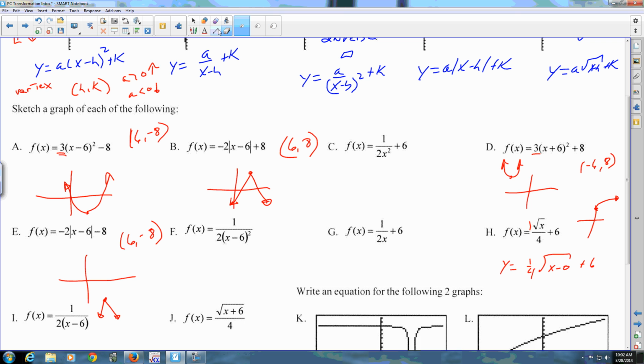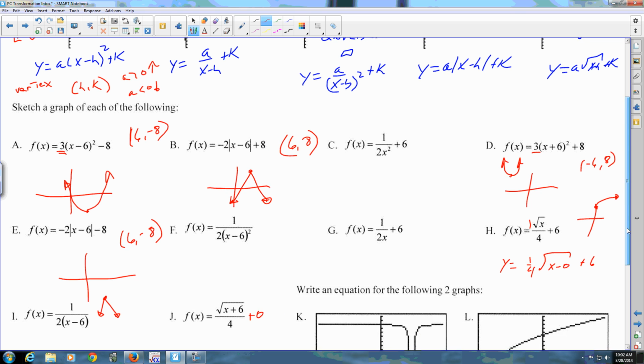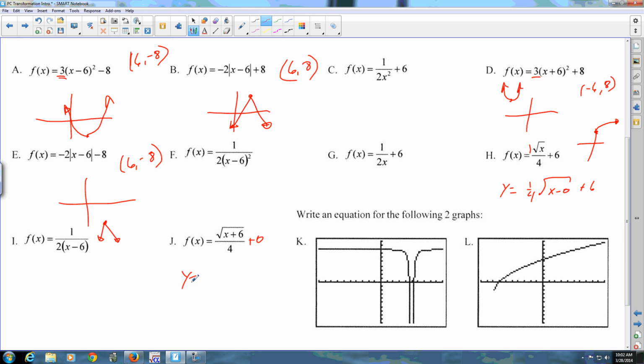Here's another one. How about a plus 0 out here? If you want me to help you rewrite it, y is equal to a quarter square root of x plus 6, plus 0. So it's starting at negative 6, 0. It's starting right there.